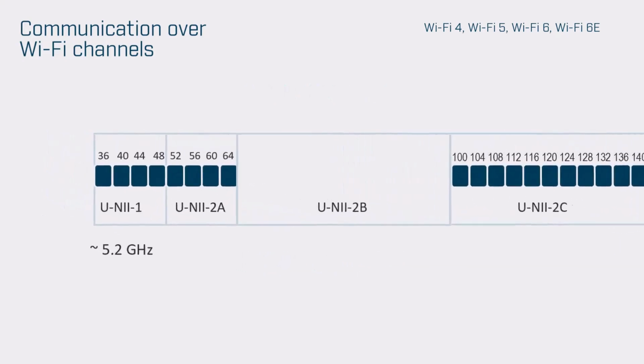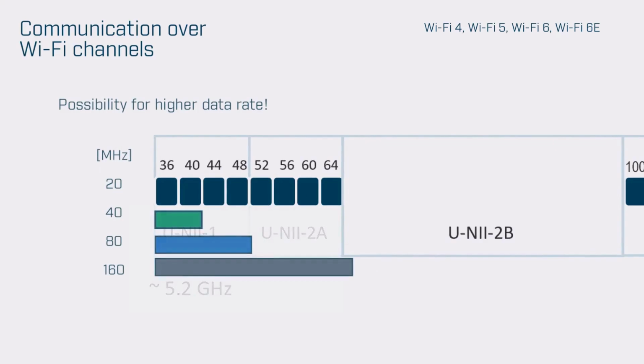Since the 5 GHz band has more channels than the 2.4 GHz band, it allows for the use of wider frequency bands used for transmitting signals, which can support higher data rates. For example, while 20 MHz is common in the 2.4 GHz frequency, 40, 80, or 160 MHz can be used in the 5 GHz band. This is one of the reasons why the 5 GHz band is often preferred for applications requiring higher data rate.